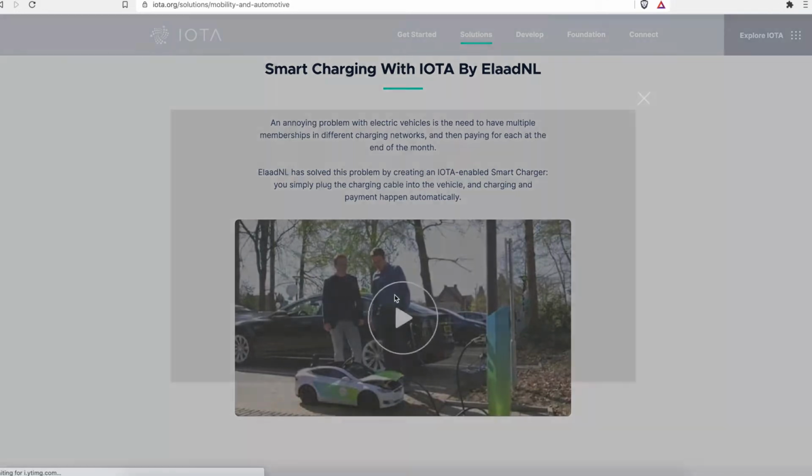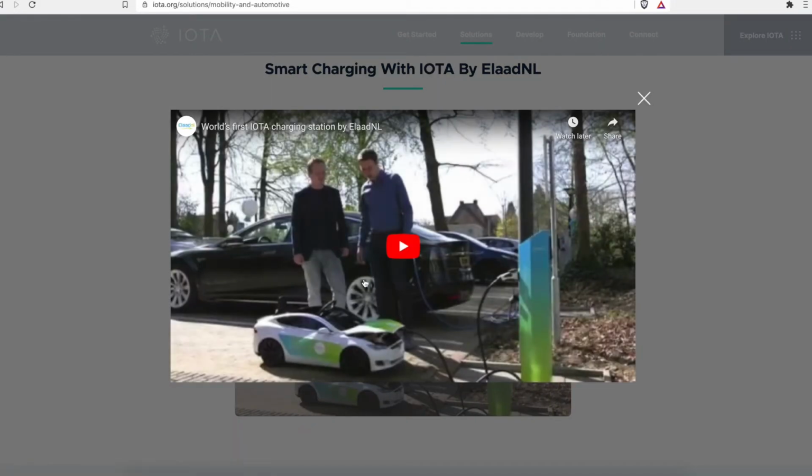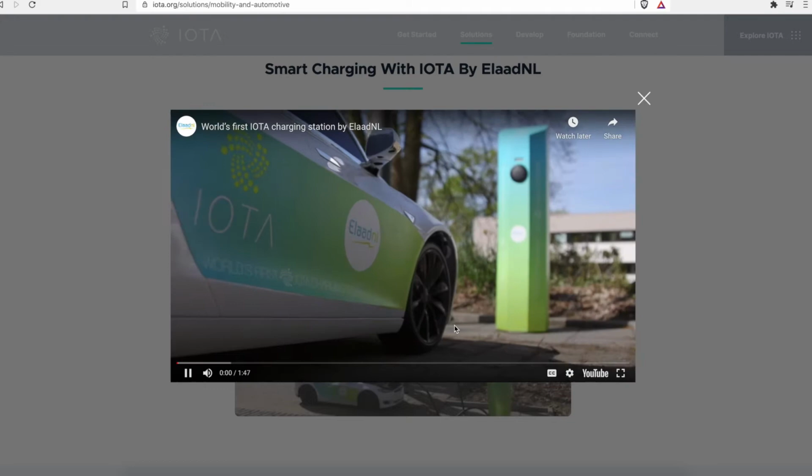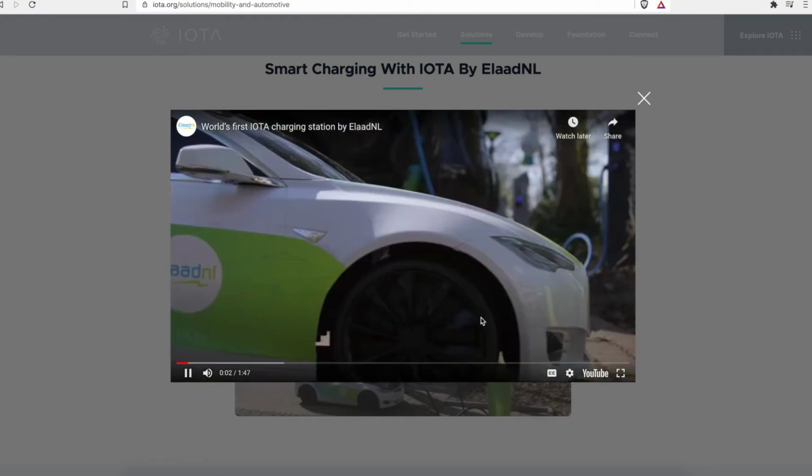And then here's the smart charging. This is also crazy. So you just pull in, plug it up and go. The video will explain it.